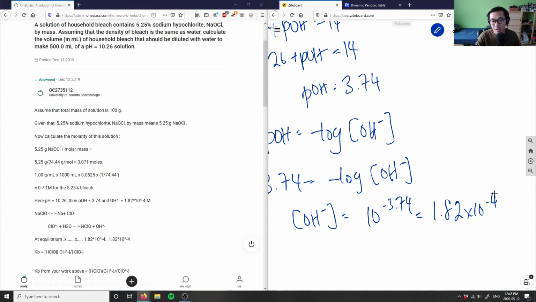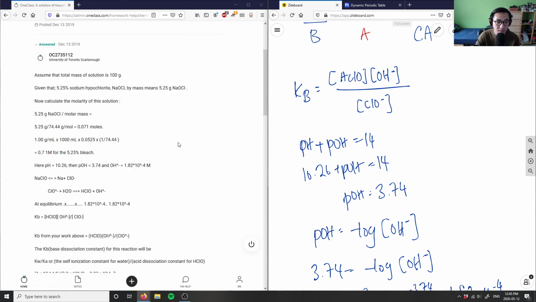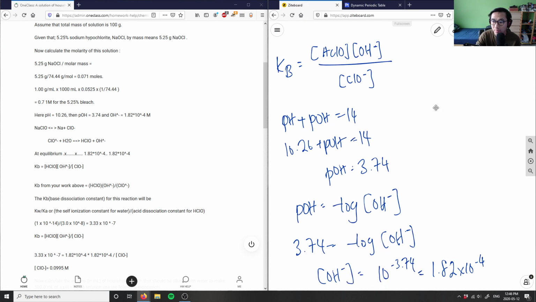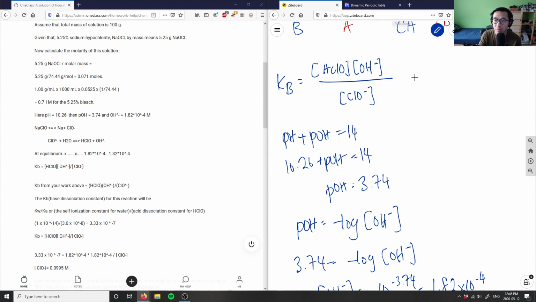And this here is our concentration of hydroxide, right? So this is going to be this guy here. As you can see, this is some good work here. They have the equilibrium here, which is great. And then what they're doing here is they're finding the Kb constant as well, right? We can actually solve for a Kb here. So let me plug this in to our equation.